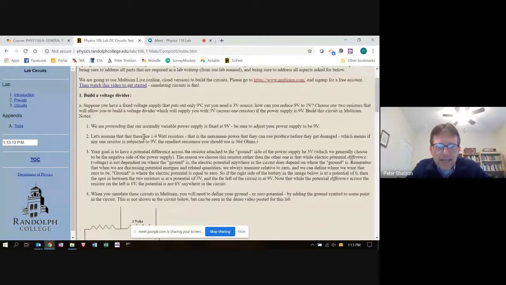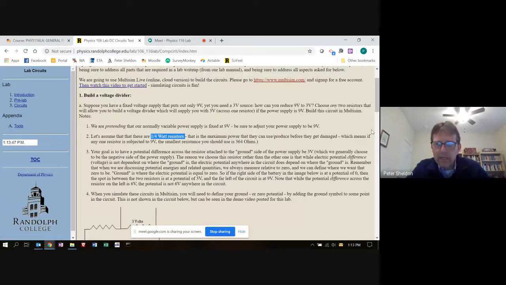But there's an additional manipulation: we're pretending that these are 1/4 watt resistors. It means that the maximum power through them is 1/4 watt. The smaller the resistance, the bigger the current, and therefore the bigger the power through the resistor. And power, you might remember, you might not, is equal to the current through the resistor times the voltage across the resistor. P equals IV.